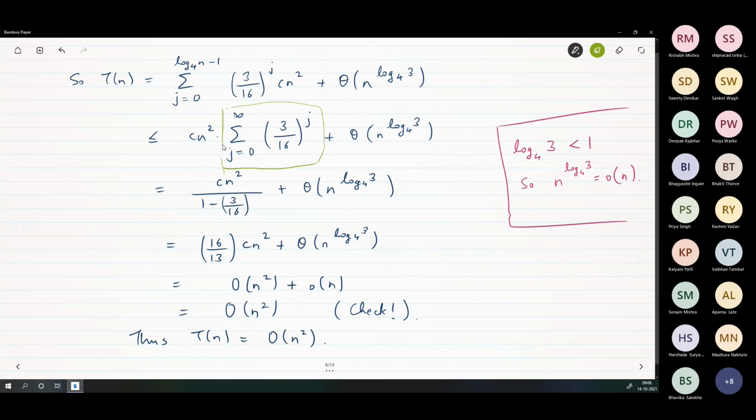Okay, just check the formula for infinite sum. When this factor is less than 1, 3 by 16 is less than 1, this is a convergent series, and its value is exactly 1 by 1 minus 3 by 16. Okay, check that. That is very easy. So this is equal to cn squared times 1 by 1 minus 3 by 16 plus this term. That is equal to 16 by 13 times cn squared plus this term. Okay, now log 3 to the base 4, 4 is greater than 3, right? So log 3 to the base 4 will be less than 1.